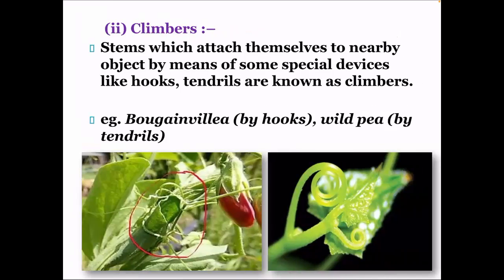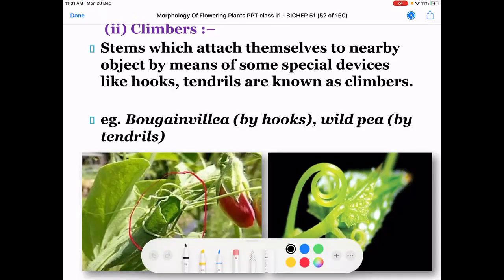Right? So what is a climber actually? They are climbing towards the direction of sunlight, that is above the ground in an upward direction, but they are taking the support of particular things, maybe other trees, or maybe any other non-living support. Ready? So stems which attach themselves to a nearby object by special devices, particularly like hooks and tendrils, are known as climbers.